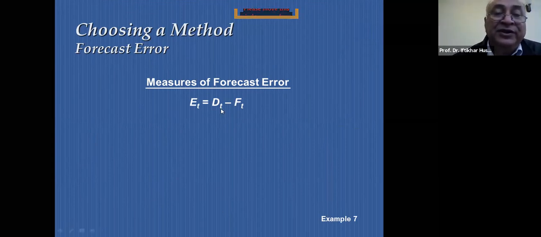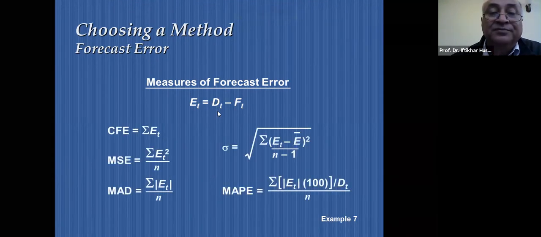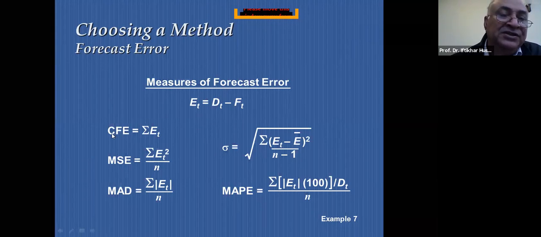Error is basically your actual demand minus forecast, right? So whatever your actual demand is and the forecast, the difference that comes out is basically your error. Then we take the CFE. CFE basically stands for cumulative sum of forecast error. Obviously, we take the sum of these, so that will give us the cumulative sum.